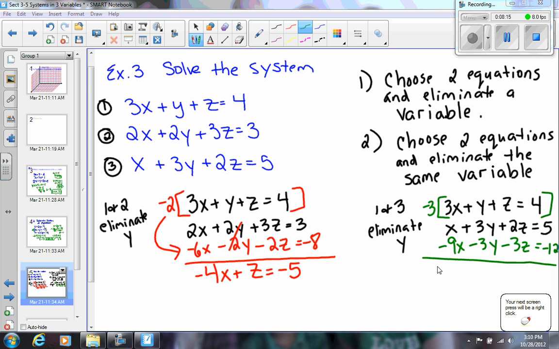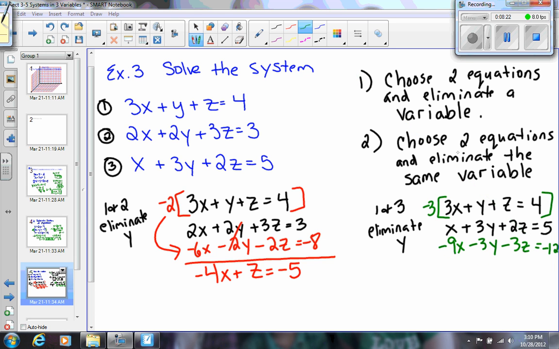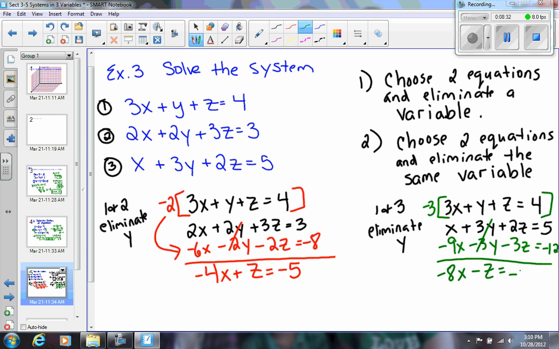Combining those 2 equations, I get, whoops. All right, so if we combine those 2 equations, we get -8x, the y's drop out, minus z equals -7. Now I have a second equation with 2 variables. Now what I'm going to do is the same method that we've done numerous times before. I've got 2 equations with 2 variables, so I'm going to either eliminate the x or the z.